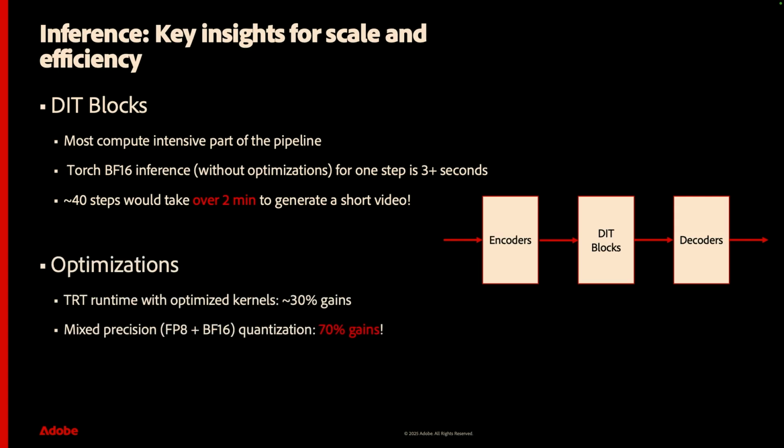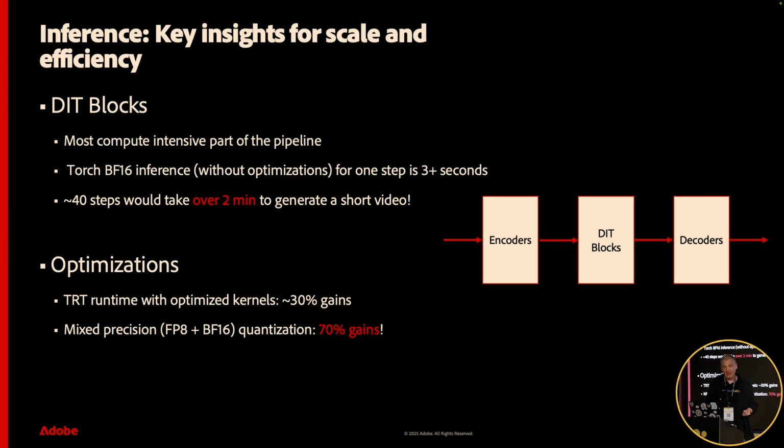So we do multiple layers of optimization. We do TRT runtime with optimized kernels, which gave us 30%. We add mixed precision at inference time to get another 70%. We do CFG distillation at the bare minimum to get another between 30 and 50% improvements. And we also utilize distillation. This was done so far more for the image model, but we've been using DMD and also recently MMD to optimize our models for the image pipeline, and we're doing it now for video.